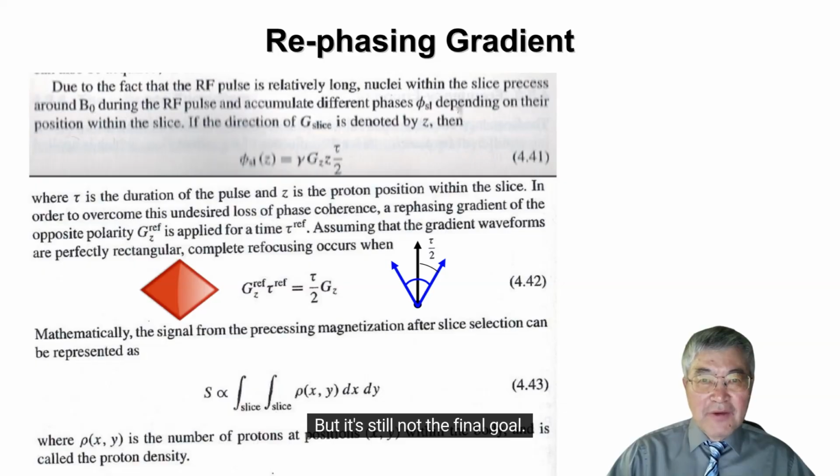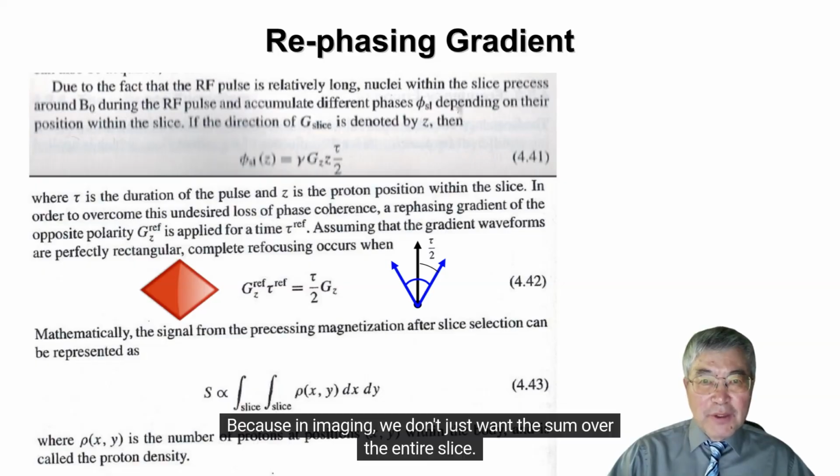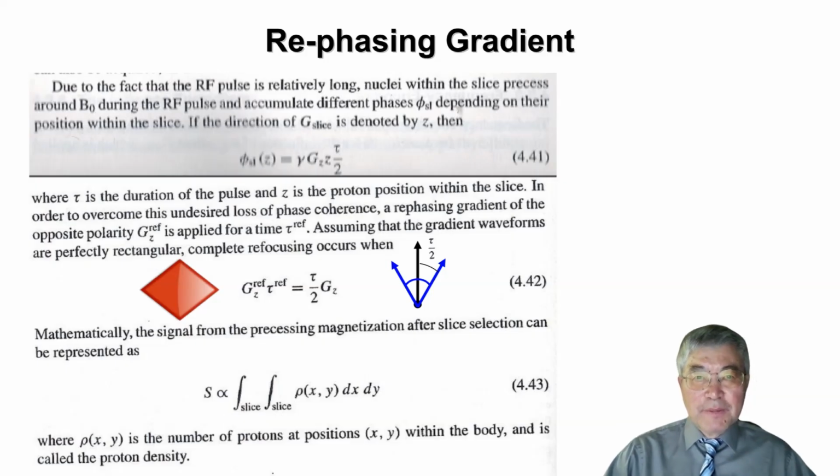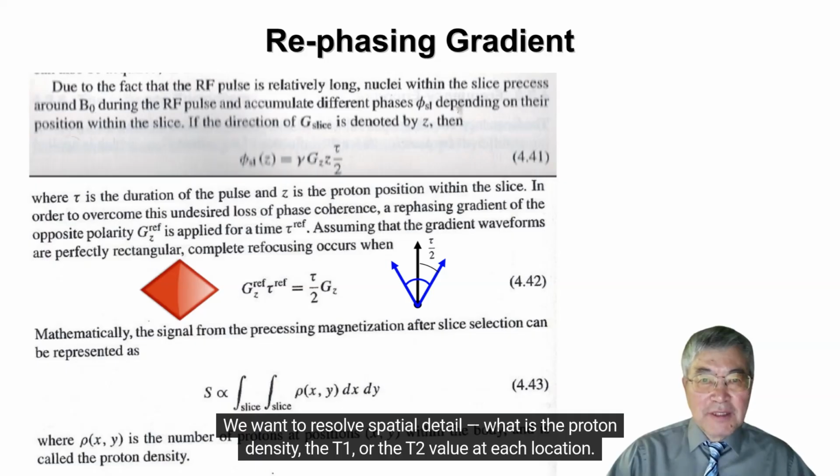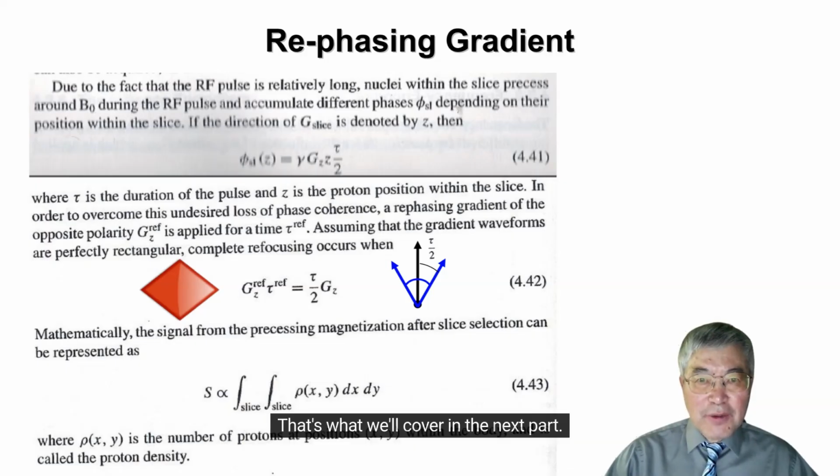But it's still not the final goal, because in imaging, we don't just want the sum over the entire slice. We want to know the signal at each individual pixel or voxel. We want to resolve spatial detail. What is the proton density, the T1 or the T2 value at each location? That's what we'll cover in the next part.